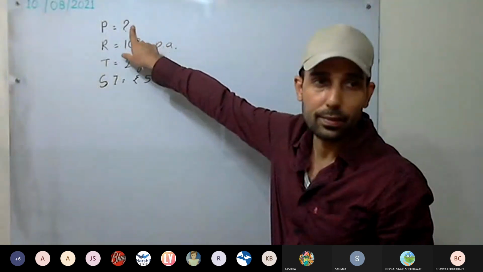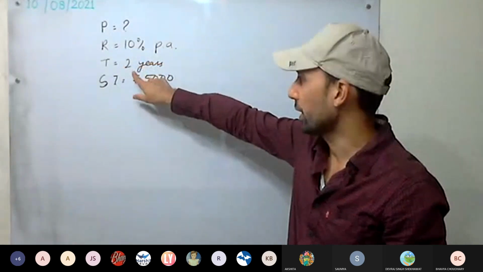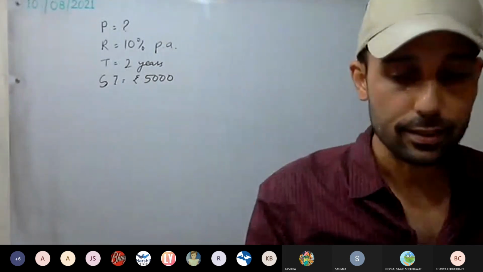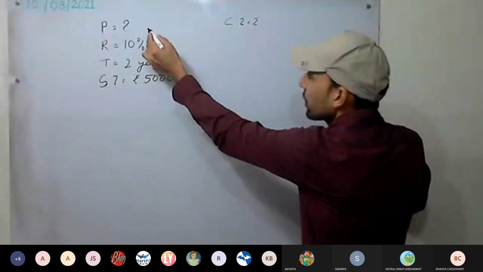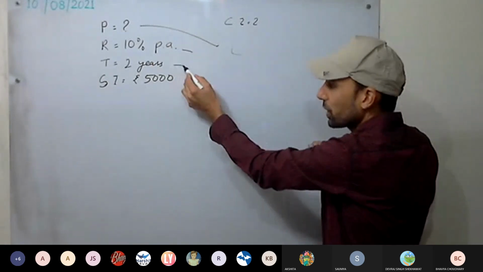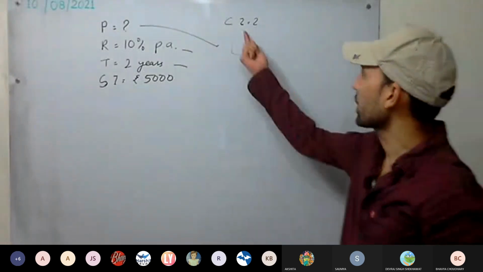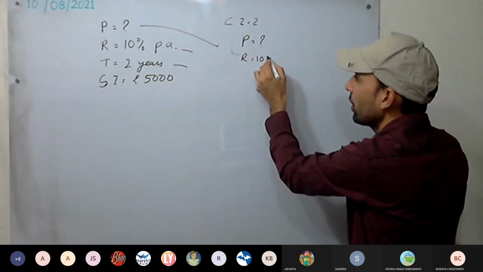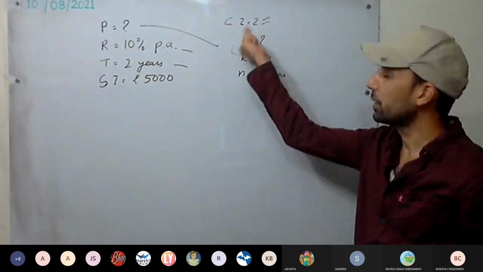We are having some principal and we are calculating simple interest at the rate of 10% per annum for 2 years. Okay. So simple interest is this much. Now the question asks what will be the compound interest if the same principal is invested at 10% per annum for the same time but compounded annually. So we need the principal value.